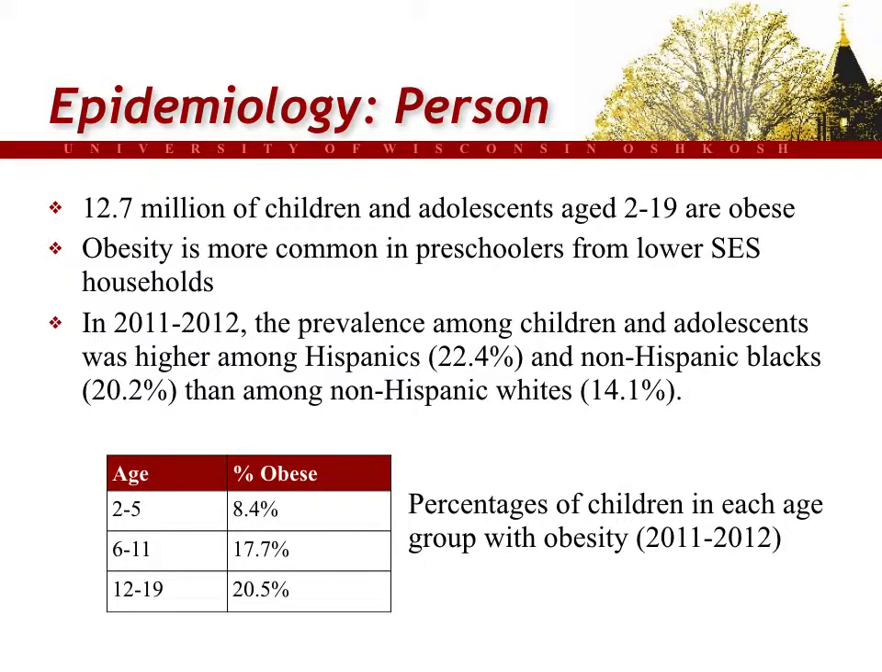The same data showed that Hispanics had the highest prevalence of obesity in children at 22.4% compared to 20.2% in non-Hispanic blacks and 14.1% in non-Hispanic whites. In addition, data for preschoolers shows that obesity is more common in children from lower socioeconomic households.